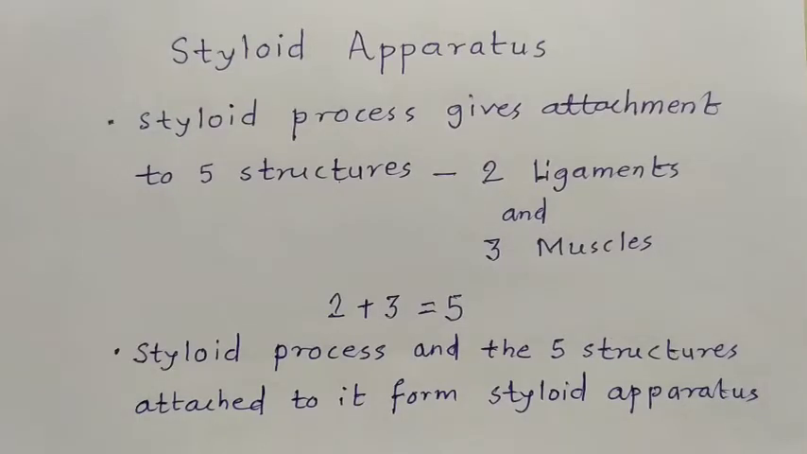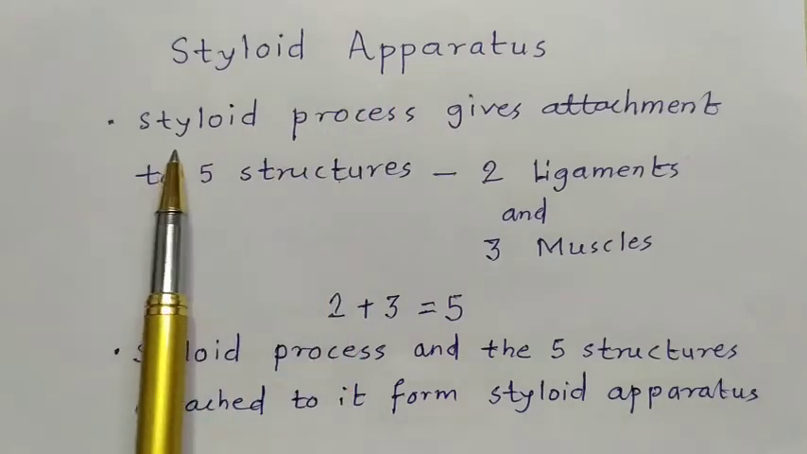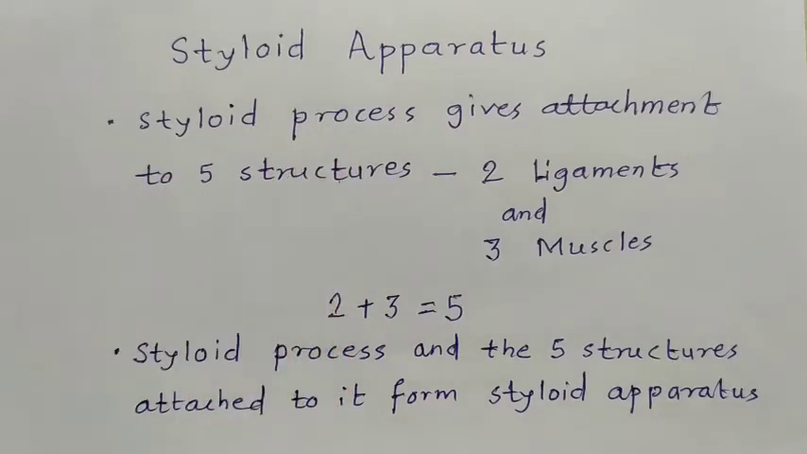Namaskar. In this video, we will see styloid apparatus. The styloid process gives attachment to total 5 structures, 2 ligaments and 3 muscles. So, styloid process and the 5 structures attached to it form the styloid apparatus.